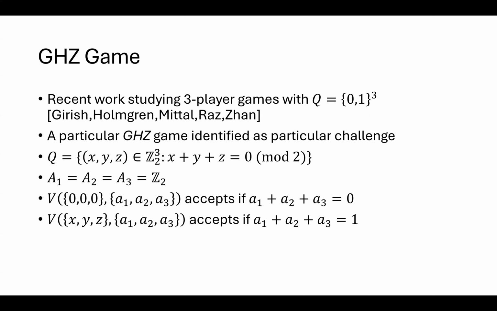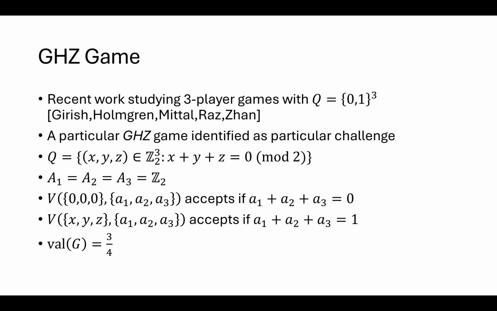If the input was 0, 0, 0, then the answers are accepting if and only if their sum is 0, again, over F2. And if the questions were XYZ for any other XYZ, not 0, 0, 0, then it accepts only if the sum is 1. So the other possible inputs are 1, 1, 0, 1, 0, 1, and 0, 1, 1, and those accept the answers A1, A2, A3 if A1 plus A2 plus A3 is 1. It's not too difficult to see that the value of this game is 3/4.